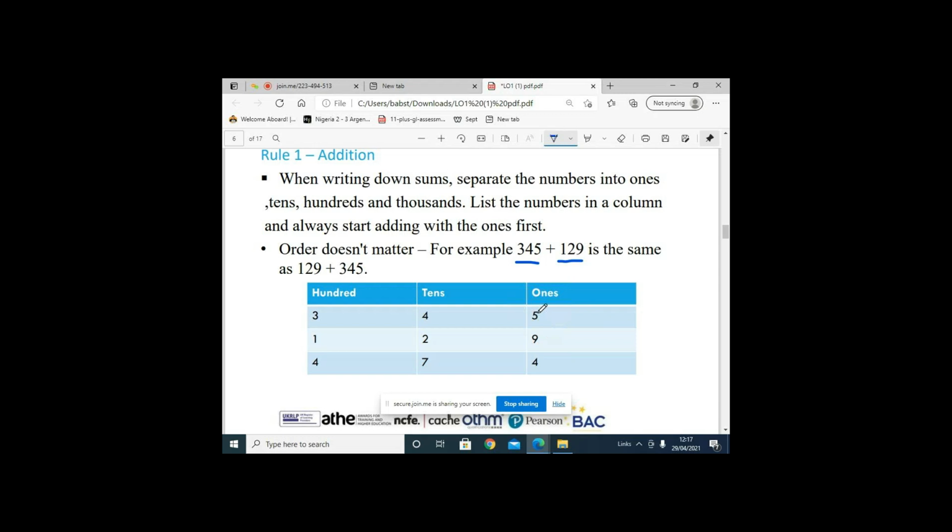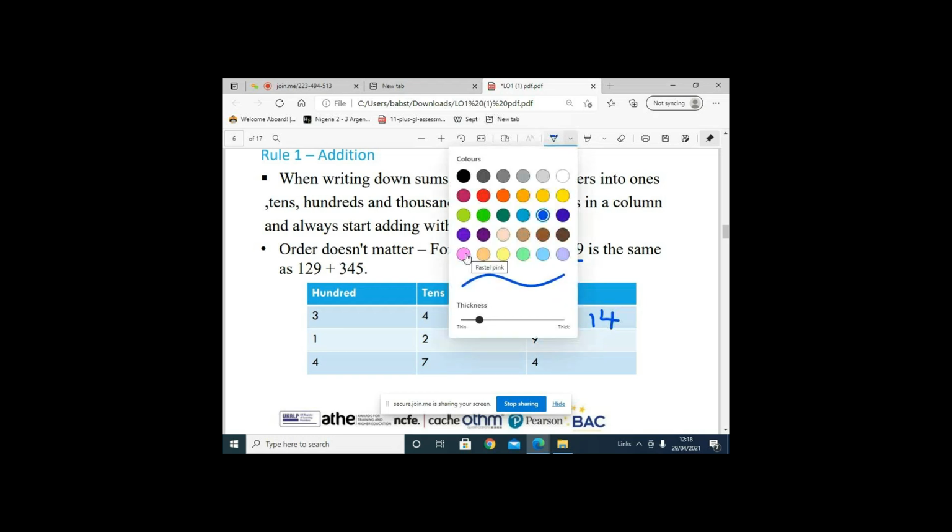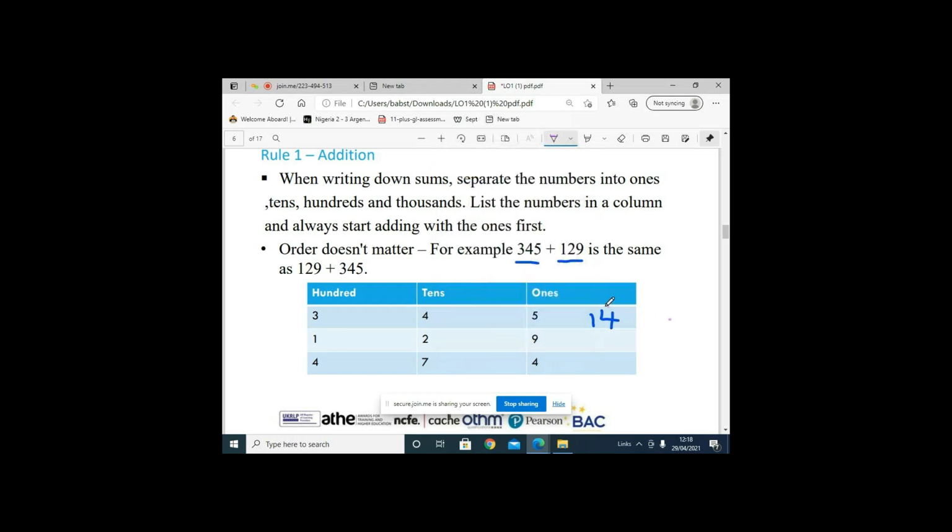So you add them together. That's 5 plus 9, it gives you 14. But when you add numbers together and you see that the numbers are actually 2 digits, what you need to do is write the ones. For example, if I add 5 and 9 together, I will get 14. So what you need to do here is write the ones down.